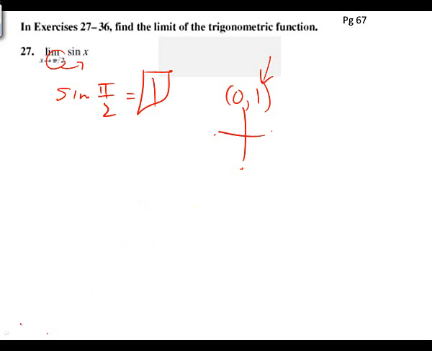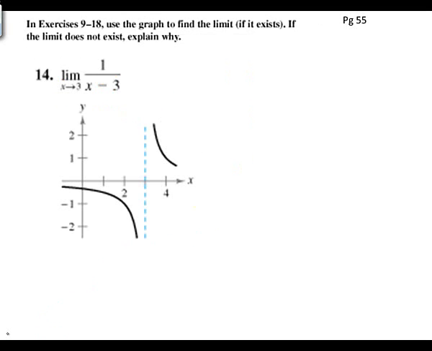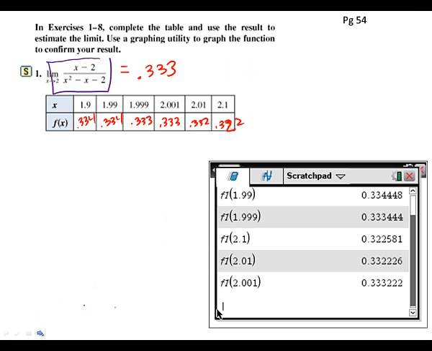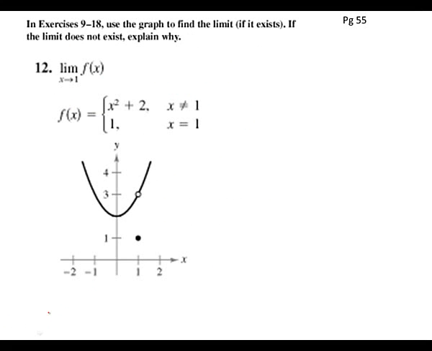What else have we not gone over that we need to talk about? Page 55, number 12. All right, so it says, use the graph to find the limit if it exists. If the limit does not exist, explain why. It wants the limit as we're approaching 1. So as we're coming at 1 from the left, what is the y value? 3. As we're coming at 1 from the right, what is the y value? So that has a limit overall of 3.